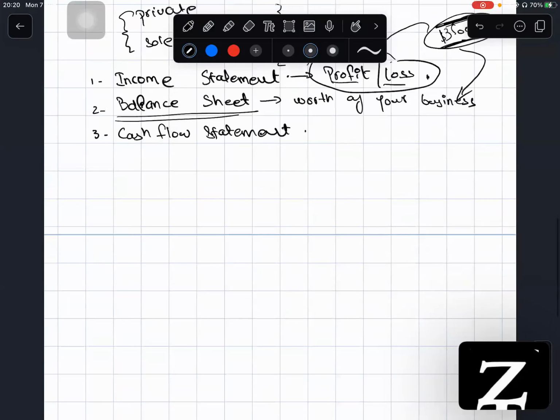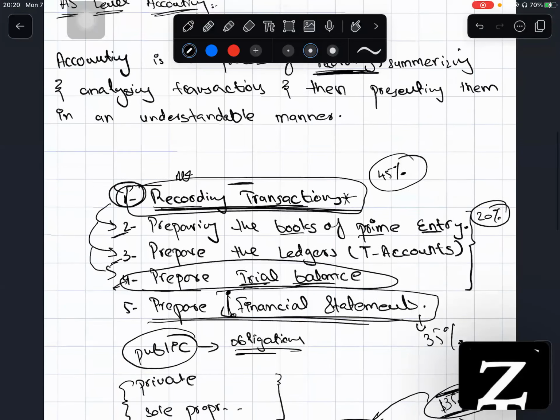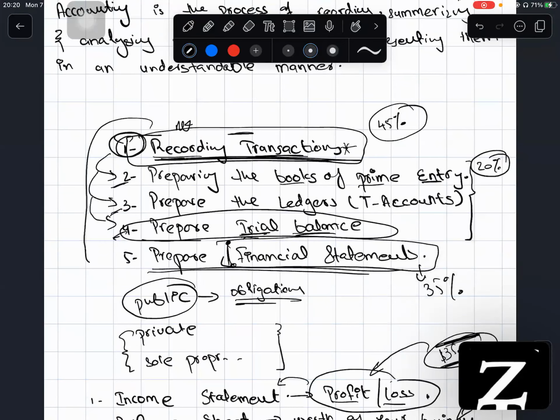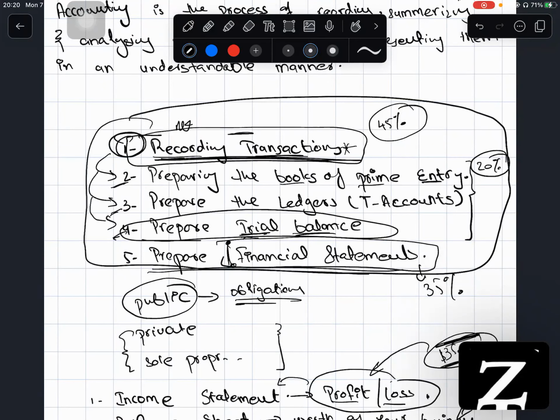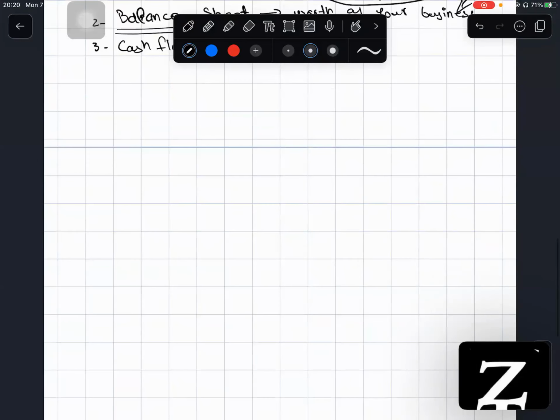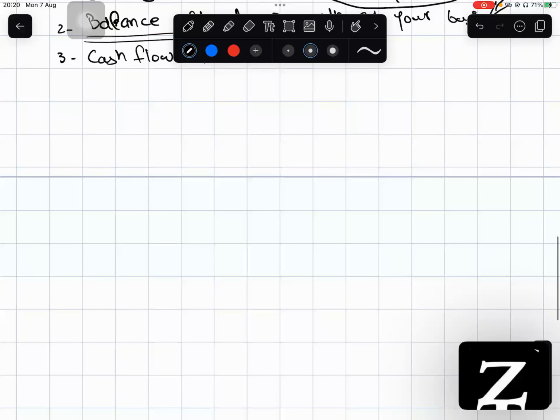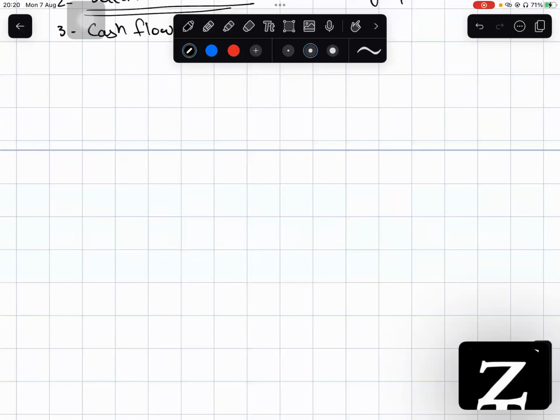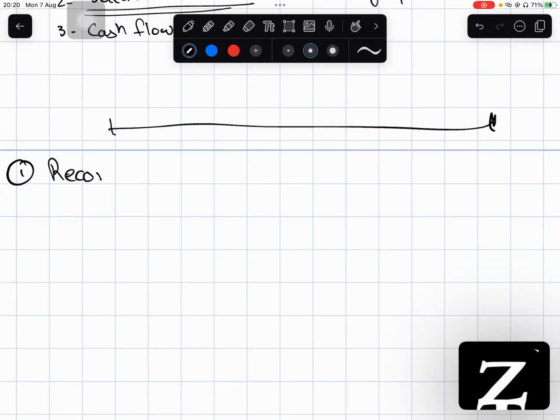Okay, so we talked about these 5 steps. So let's just get to the first step, which is 45%. If you understand this, you understand like 80% of accounting, how you will record transactions. And I will try to give you very basic steps which you can follow to make your way through this subject. So let's talk about recording transactions.